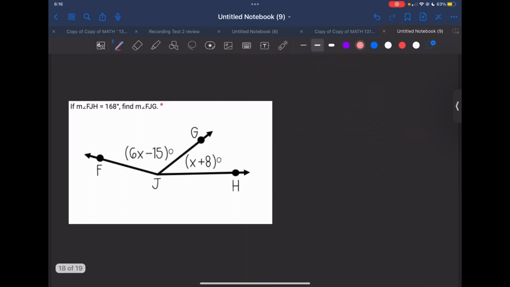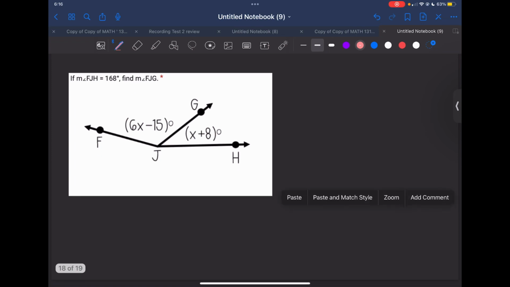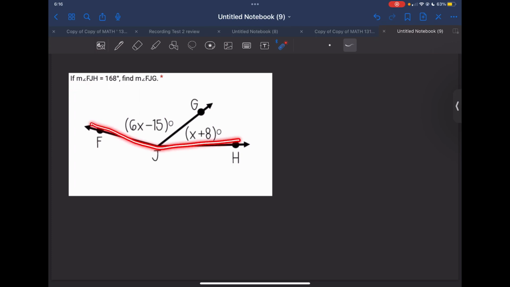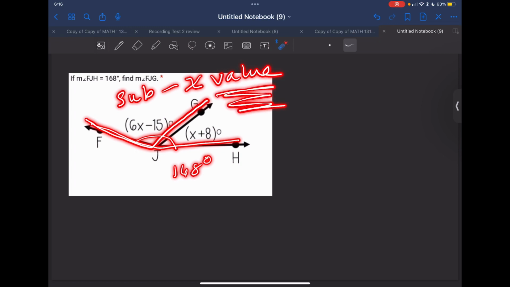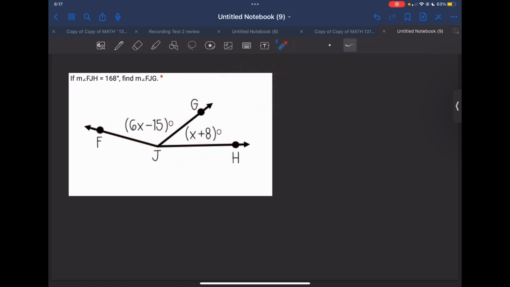Alrighty, next one. Well, this one's different. If the measure of angle FJH, that's the big one, is 168 degrees, find FJG. Okay, so we're going to sub in the X value. Okay, so let's talk about this.